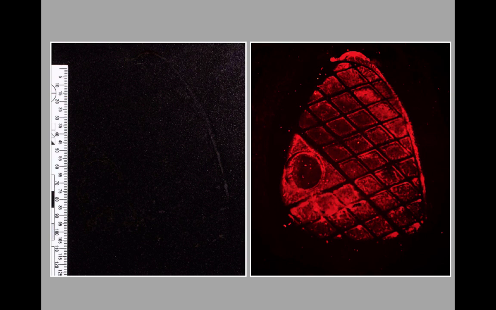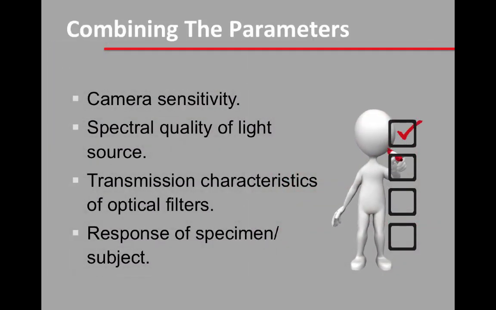So the four responses are absorption, reflection, transmission, or luminescence or fluorescence. But that's not infrared, so I am cheating there a little bit. Okay, so let's recap on those four optical parameters that we just saw. The camera sensitivity: if we're shooting infrared, we've got to make sure the camera can actually record in that range. We've got to make sure that the light source actually does contain infrared. We need to make sure that our filter actually transmits infrared and doesn't absorb infrared, otherwise we're not recording anything. And the response of the specimen will actually change the effect that we get.